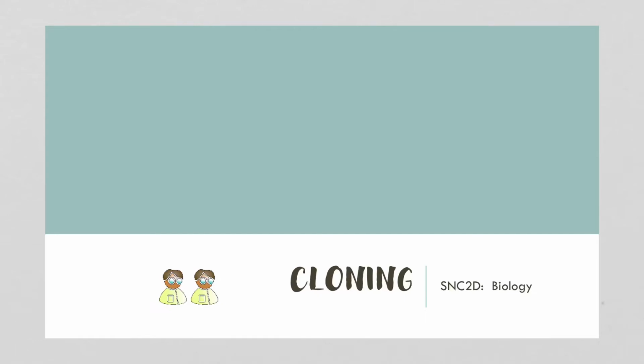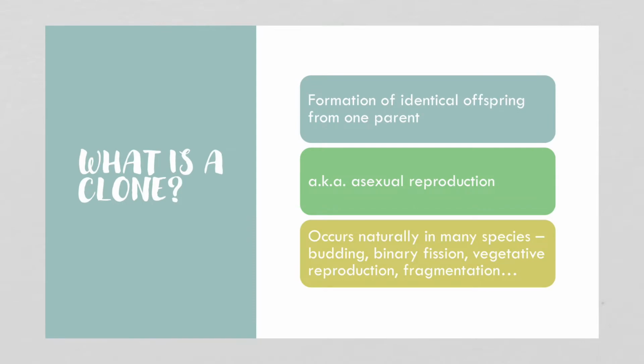In this video, we're going to learn about cloning, both plant cloning and animal cloning. The question: what is a clone? It's the formation of identical offspring from one parent. It's also called asexual reproduction, and the offspring are genetically identical to the parent that they're being cloned from.